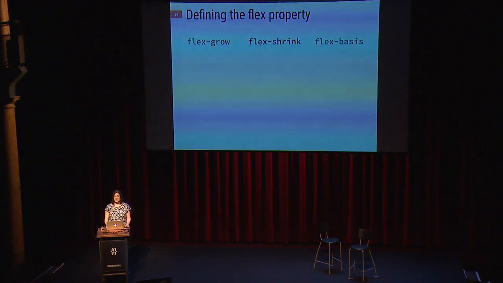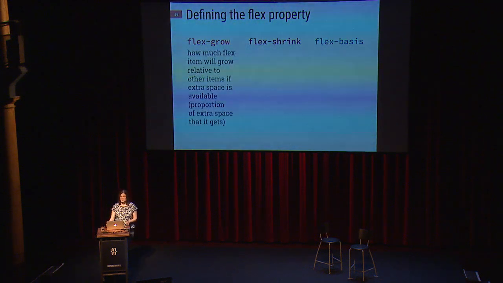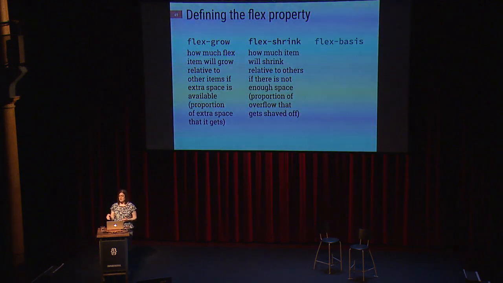And there's three components to a flex value because it's a shorthand property. The first is flex grow. It means how much the flex item will grow relative to others if there's extra space available on its line. Flex shrink means how much the item will shrink relative to others on its line if there's not enough space. And flex grow and flex shrink are both set to unitless integers like 0, 1, 2, because they're not specifying an absolute value, they're specifying a proportion, like the number of extra shares of space that they get.